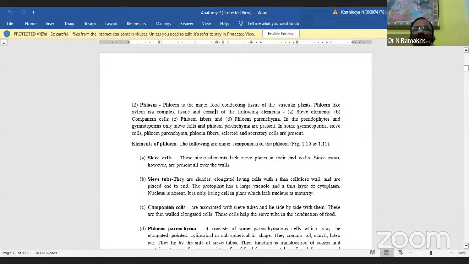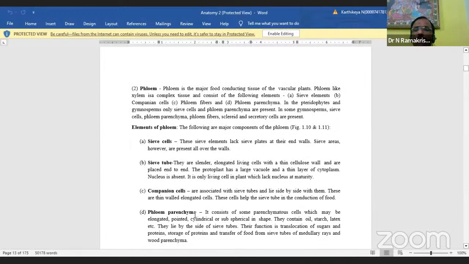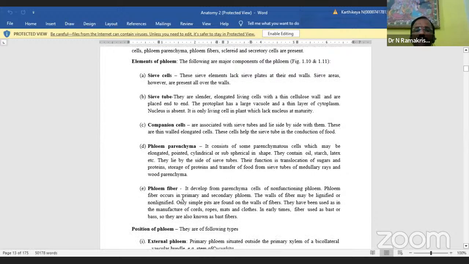The phloem is the major food conducting tissue of the vascular plants. Like xylem, the phloem is a complex tissue, consisting of the following elements. Before that, what is the structure of the phloem? The phloem is composed of different kinds of cells: sieve elements, companion cells, phloem fibers, and phloem parenchyma. Here you see sieve cells, sieve tubes, companion cells, phloem parenchyma, and phloem fibers. These are the different types of structures in the phloem.